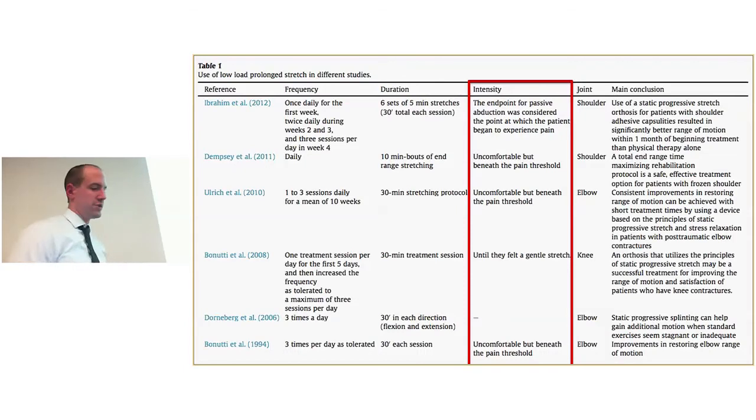This is a table just showing some different ones. It's for the shoulder, the elbow, and the knee. They were just looking at some of the effectiveness of using these devices. If you look at the box, one common theme is that they're all doing this below the pain threshold.